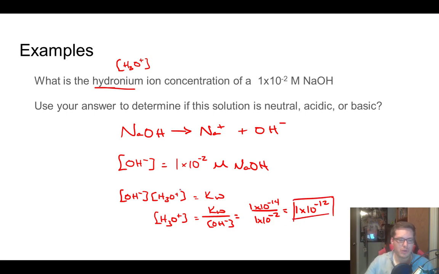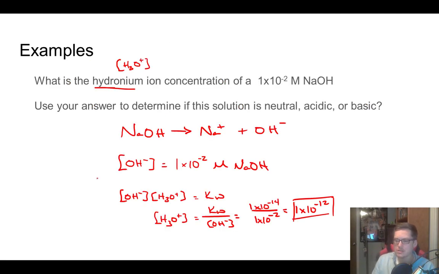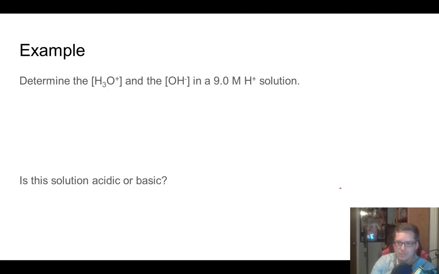So that is the concentration of your hydronium. And then it asks us, well, is this neutral, acidic, or basic? Well, remember, with neutral, they're equal to each other. These are obviously not equal to each other. In acidic, hydronium needs to be greater than hydroxide, and in basic, hydroxide needs to be greater than hydronium. In this case, this is our hydronium, and our hydroxide was equal to this guy here. This one is obviously bigger because it's only times 10 to the minus 2. So therefore, this solution is basic.